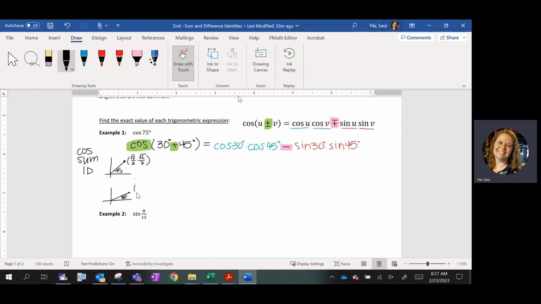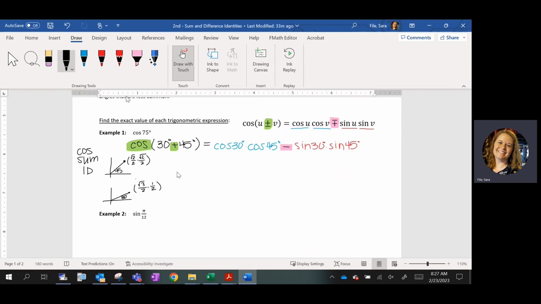Okay, what about at 30? It's root 3 over 2, 1/2. Remember, 30 starts with 3. So the root 3 over 2 comes first at 30. Okay, so these are the values that I'm going to write here.